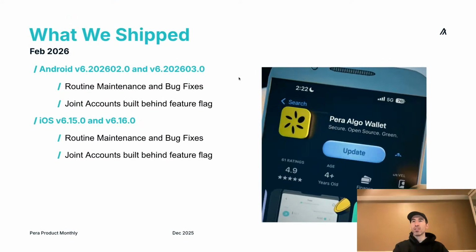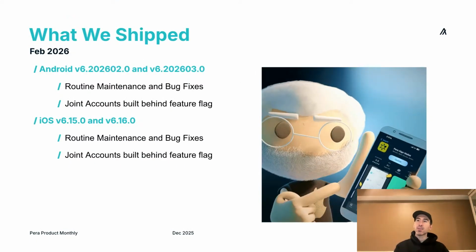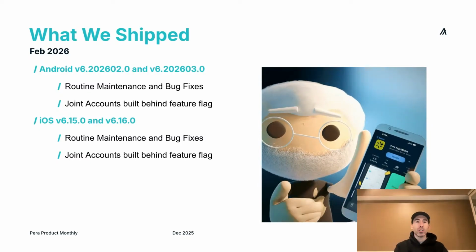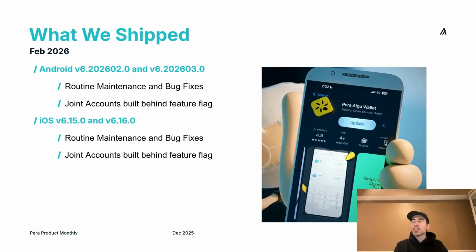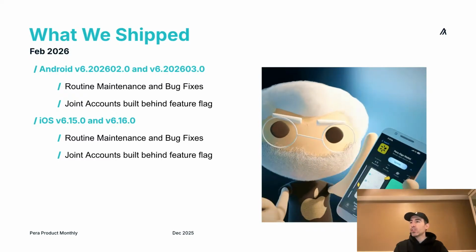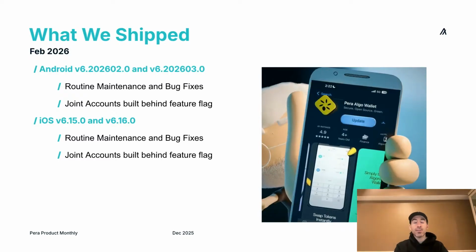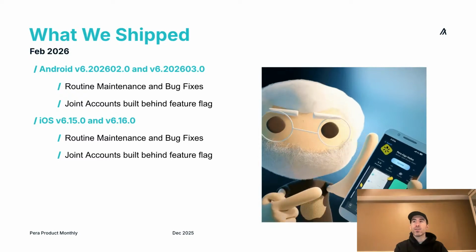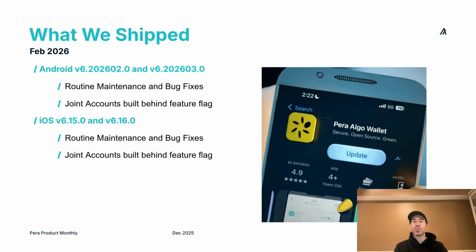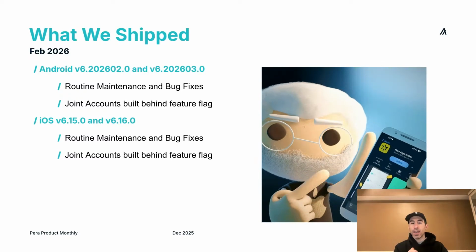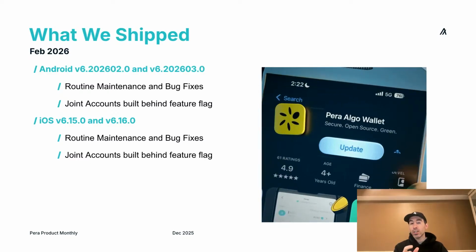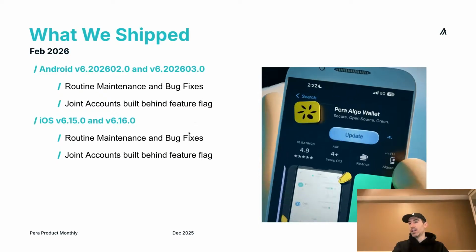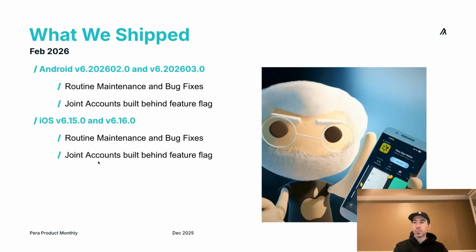So what did we ship this month? For both Android and iOS, really not much in terms of what you saw. So we have routine maintenance and bug fixes, a few things. There's actually an update going out today, which is great. A few people have asked us for this for tax season, but on Pera Explorer now, we'll actually have the price of the asset as you export, but it doesn't work on the internal one, only on Pera Explorer. So remember that. And then, like I said earlier, joint accounts are built behind the feature flag.